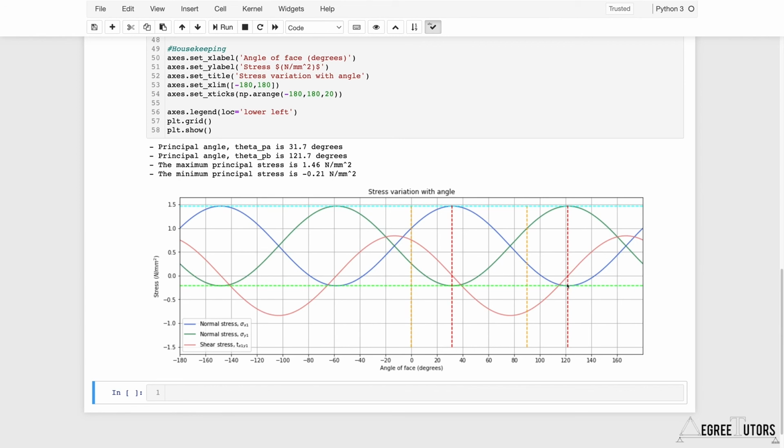Now that's one way of looking at it. The other way of looking at it is by saying here is the maximum value of stress on that plane, and at the same time another plane exists that sigma y is acting on. At the same time that sigma x is acting on a plane of 31.7 degrees, sigma y is acting on a plane that is 90 degrees rotated from that, and it has a value of minus 0.21.